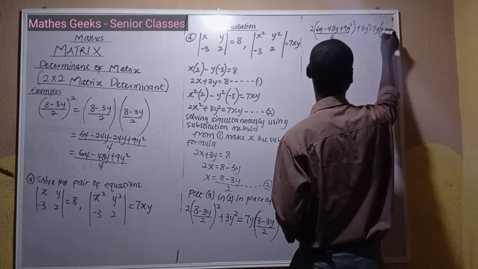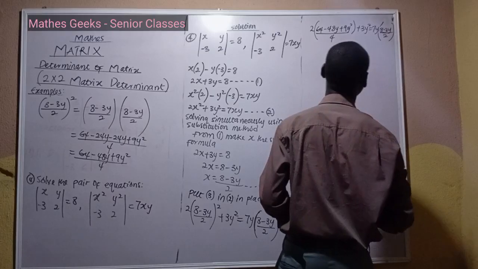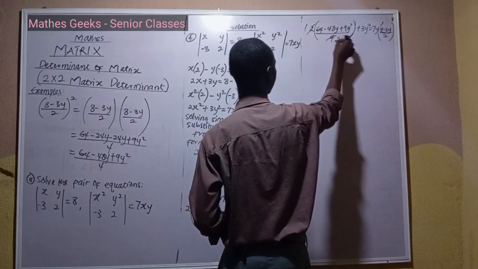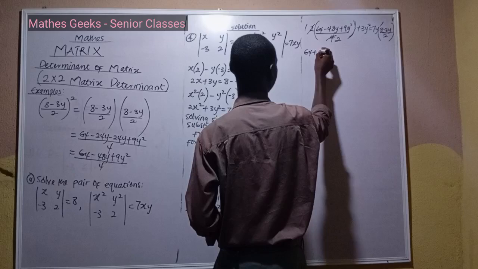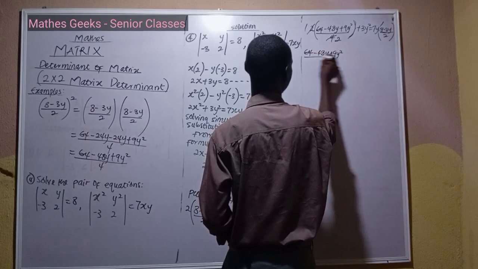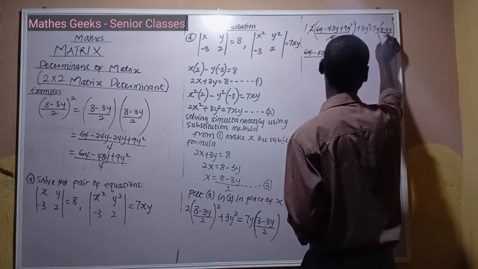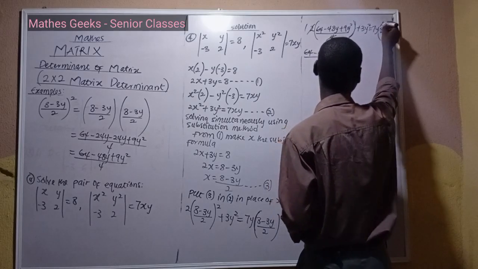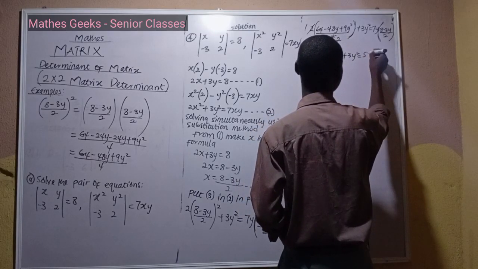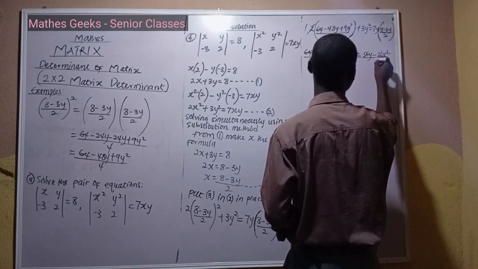So it's 2 into 4, 2. Let's open our bracket to give us 64 minus 48y plus 9y squared over 2 plus 3y squared equals to, let's open this bracket here. 7y times 8 is 56y. 56y minus 7y times 3y gives minus 21y squared over 2.